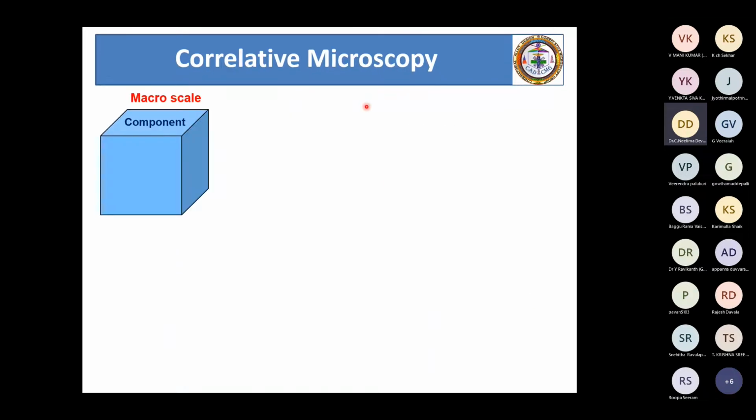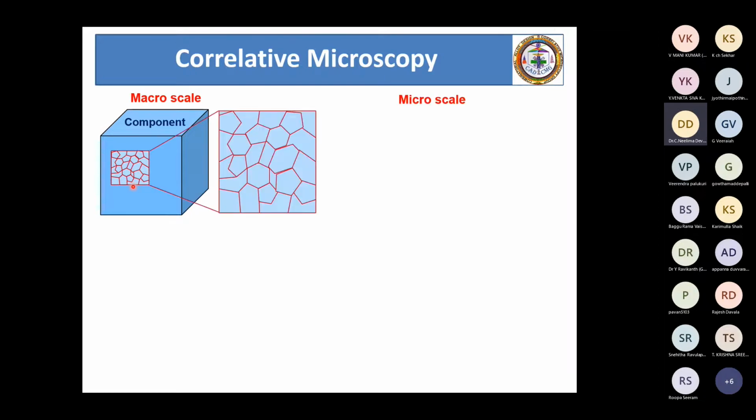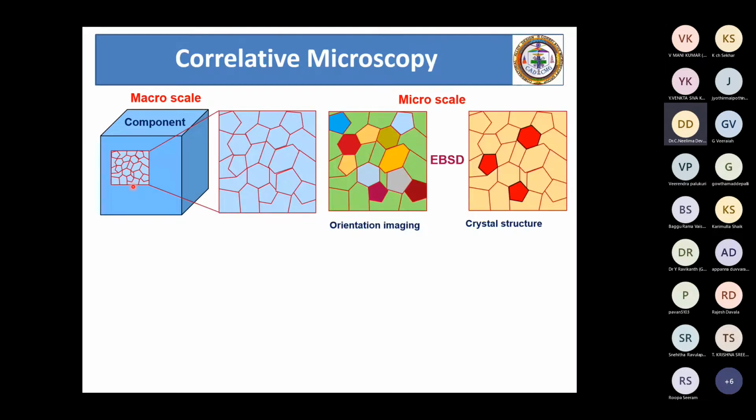So one example of this microscopy, or to put into context, how can we cover all the length scales using this modern day correlative microscopy for nanoscale material analysis. Now imagine you have a component which is in the macrometer scale and that has a microstructure with different grains present everywhere. Now you can do a conventional EBSD to get the orientation mapping of all these grains.